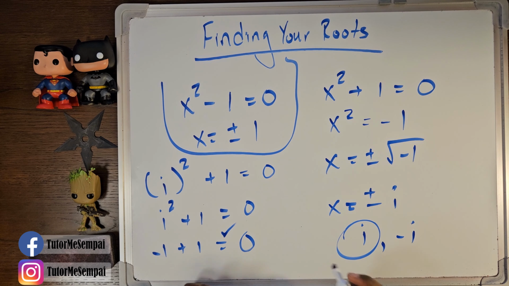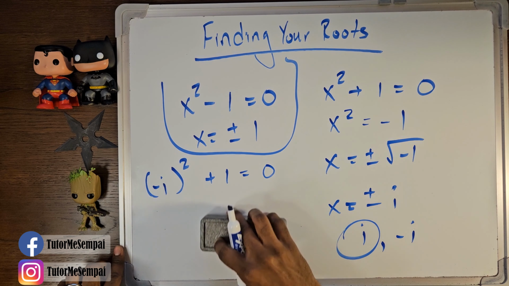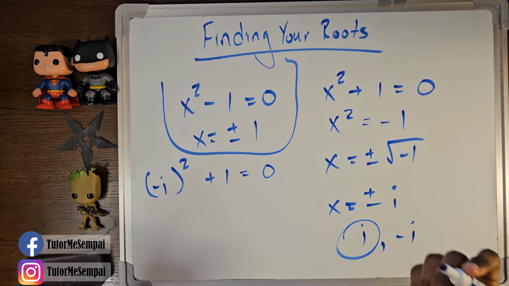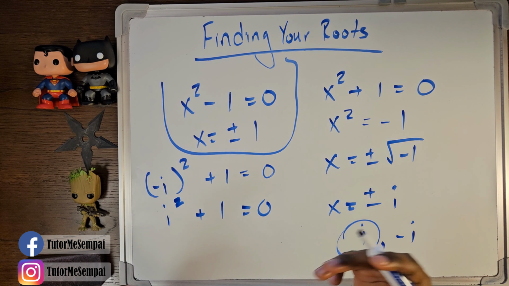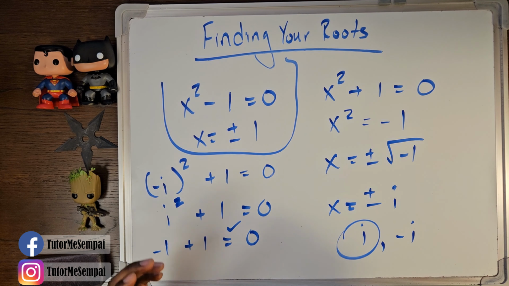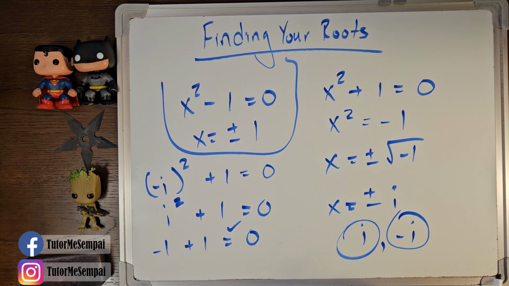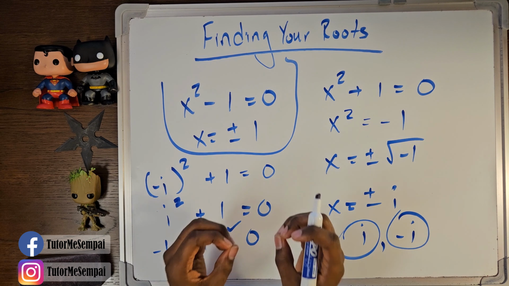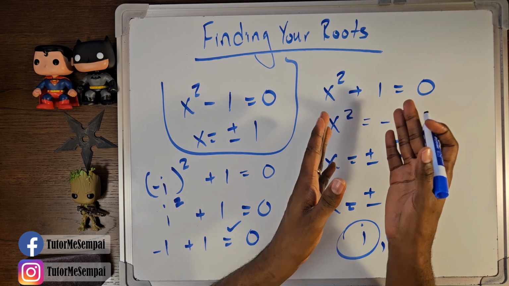How about our negative i? If we plug in a negative i here, well, negative i times a negative i is going to make that negative go away, and we're going to be left with, once again, i squared plus 1. And we just did this. i squared is negative 1, plus 1 equals 0. Once again, we have verified that both i and negative i, when you plug them into this equation, force it to be 0. Thus, these are going to be your roots, the imaginary roots, of your equation here.